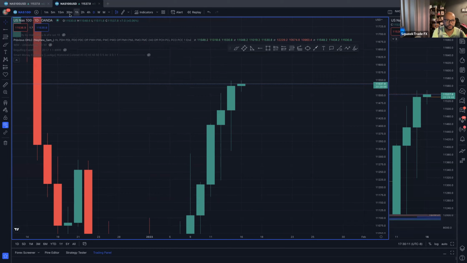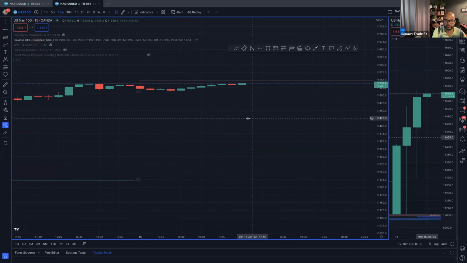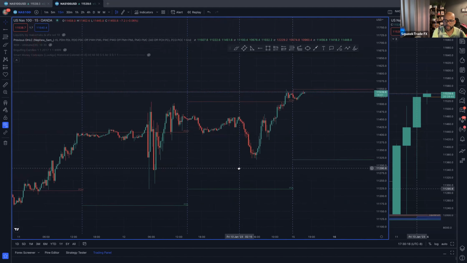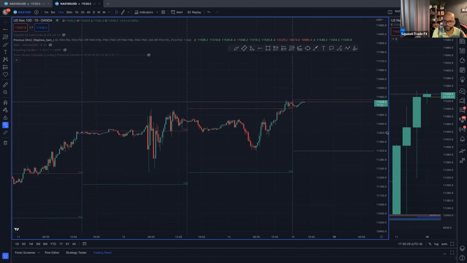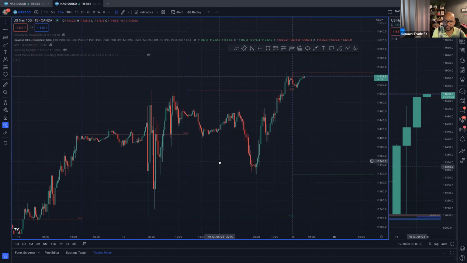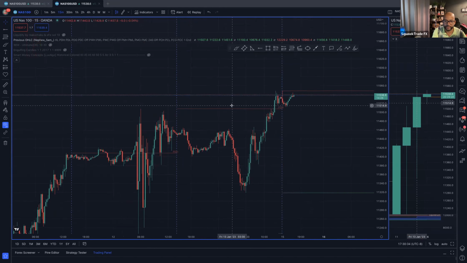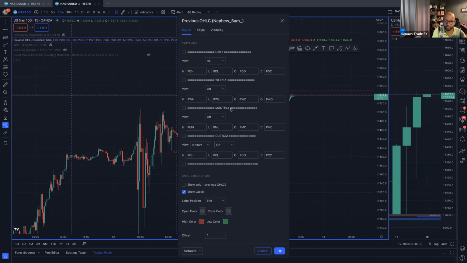And if I bounce down to the, say, the 15-minute, so this was Friday, and this is the previous PDH, which is the previous high, PDL, which is the previous low. Where's the previous open and close? Do I have it? I may not have the indicator marking the open and close. Let's see here. High, low. I want to mark the open, high, low, close. That's what I want to show.